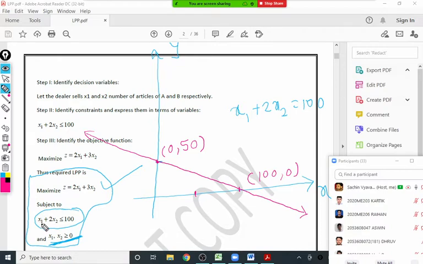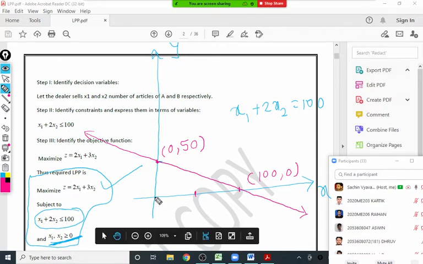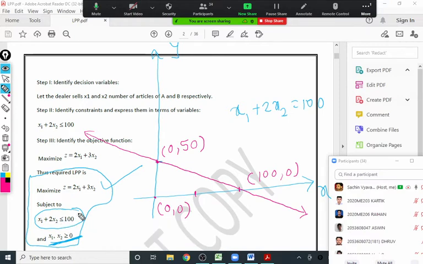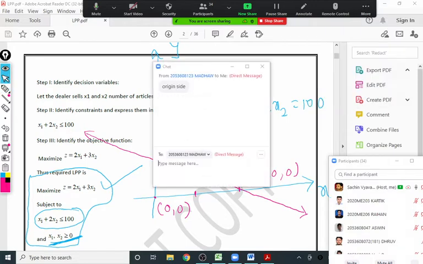For example, here x1 and x2 are 0 for the origin, because the coordinates of the origin are (0, 0). So if we replace 0, 0 here, 0 is less than 100 and that is true. So the region is towards the origin. In simple words, when the constraint is a less than type, the region is always towards the origin, and for a greater than type constraint, in general, it is away from the origin, but you have to check it always. Okay, so someone is on the chat, let me check, is there any origin side?